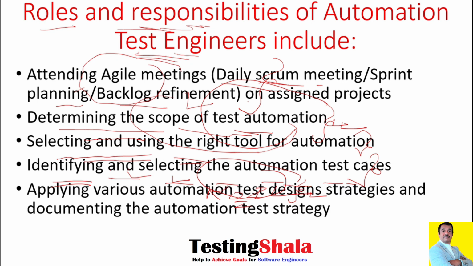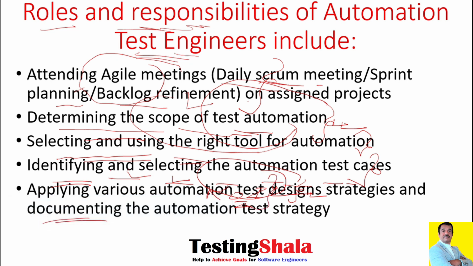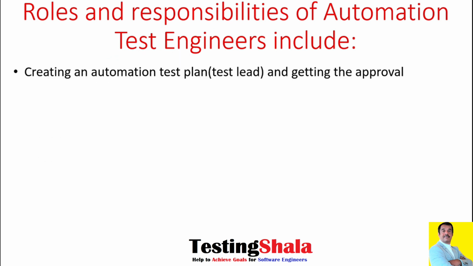The next one is more towards senior people in the automation team, like a team lead, test manager, or senior automation engineer. Basically, their job is to define the overall strategies for automation as well as the strategies for test design for automation. And at the automation test lead level, an automation test plan would also get created, reviewed by the various stakeholders and approved. That is also a responsibility of an automation test engineer.